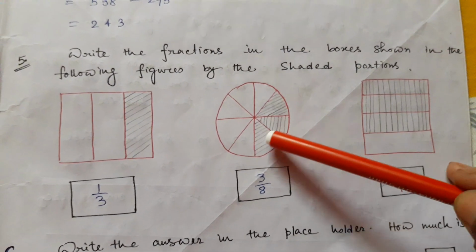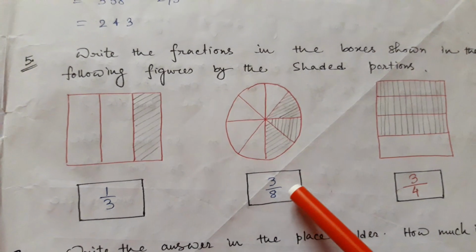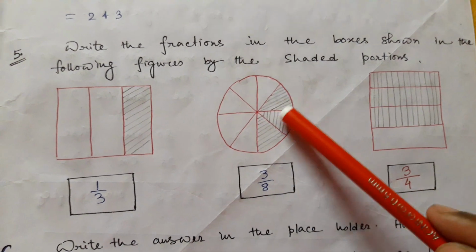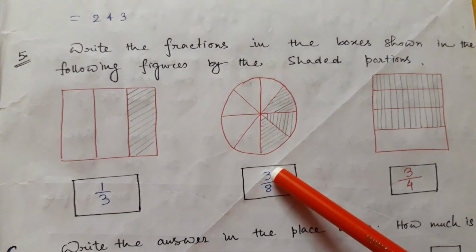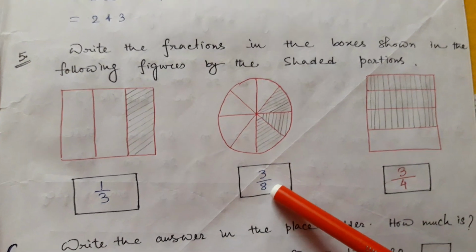1, 2, 3, 4, 5, 6, 7, 8. So we will put 8 as its denominator. And how many shaded portions are there? 1, 2, 3. So we will put 3 as its numerator. Okay, so the fraction is 3 by 8.